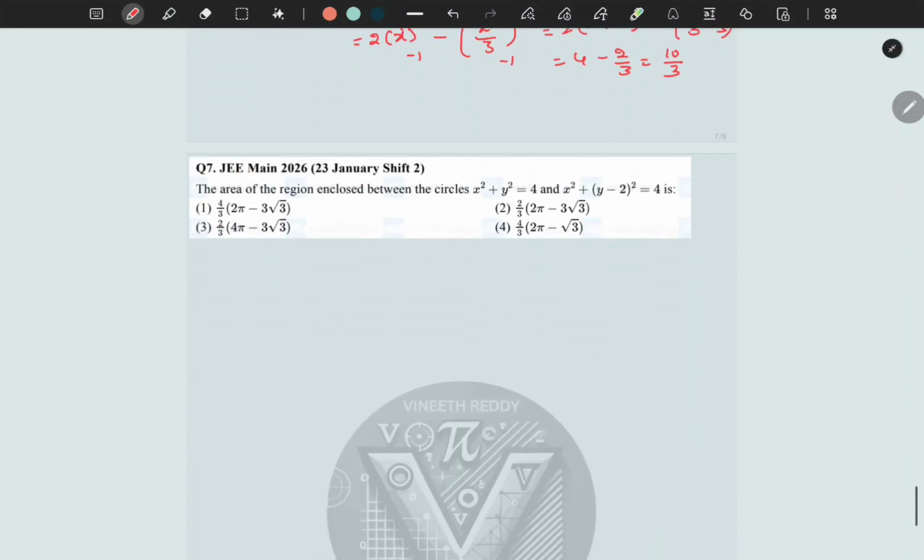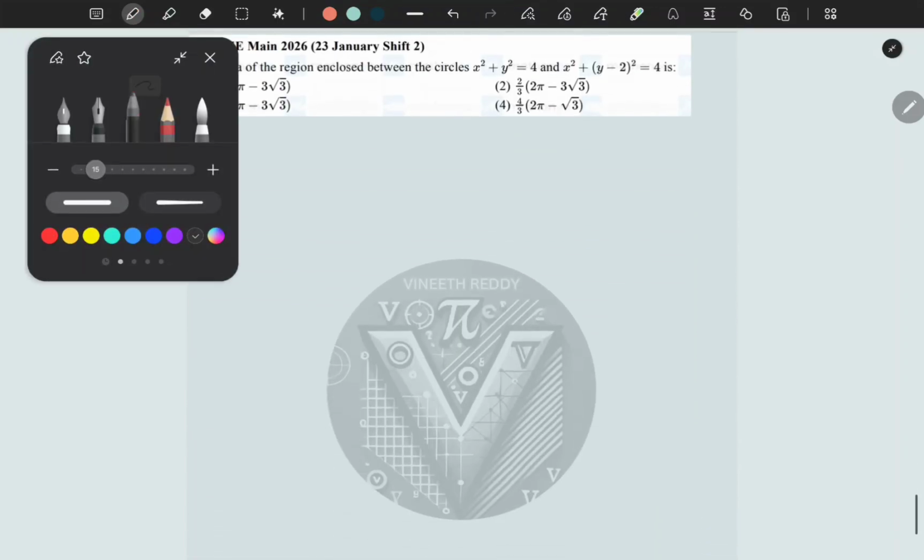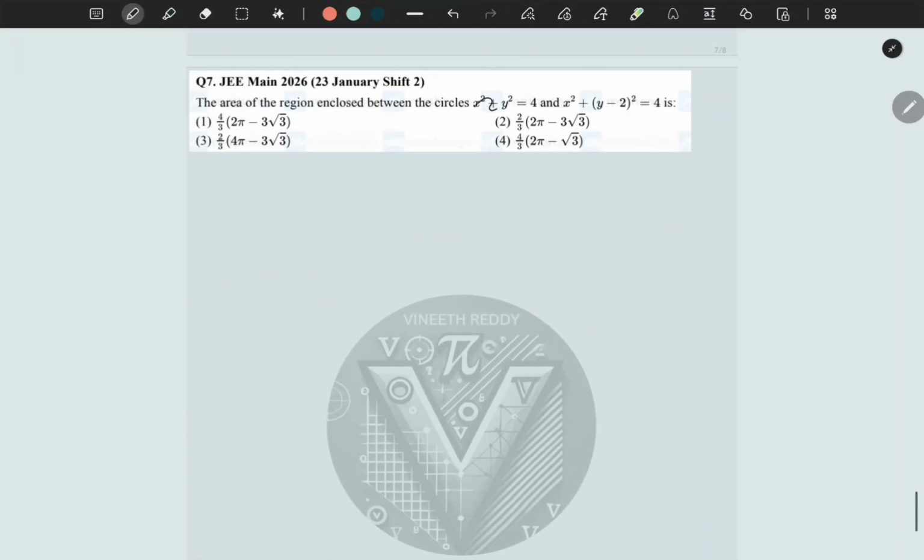Now let us move into the next question. So the next question says the area of the region enclosed between the circles. We have 2 circles. See the first circle. I think this should be a simple question.